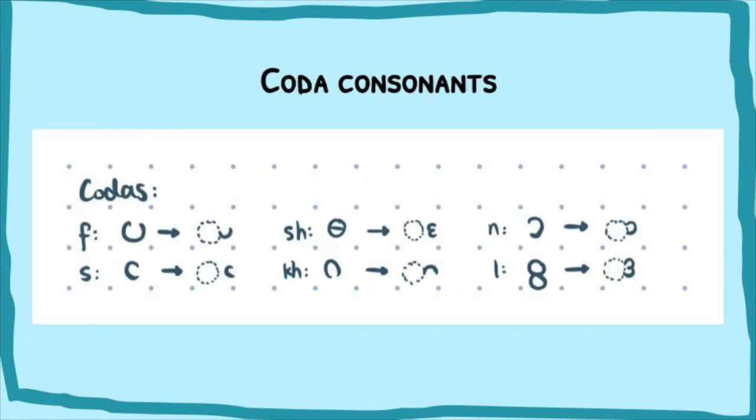Finally, each coda consonant has a special glyph. This is mainly just a simplification of the base consonant character, and here are all of them.